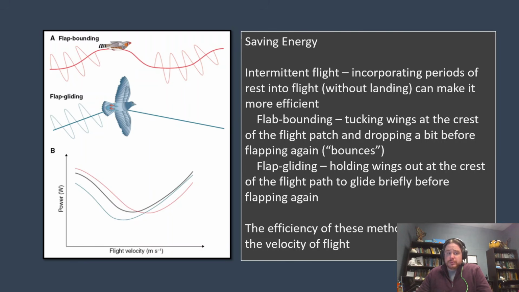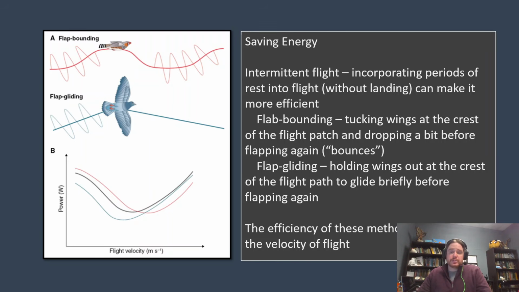There's a few different ways that birds do it. They either do it through intermittent flight or they do it through soaring. Those are the two major ways. So these are the two forms of intermittent flight: flap bounding and flap gliding. They're not incredibly different from each other in terms of what their ultimate goal is. Their ultimate goal is to save energy, but when they become appropriate is different. So let's take a look at this.